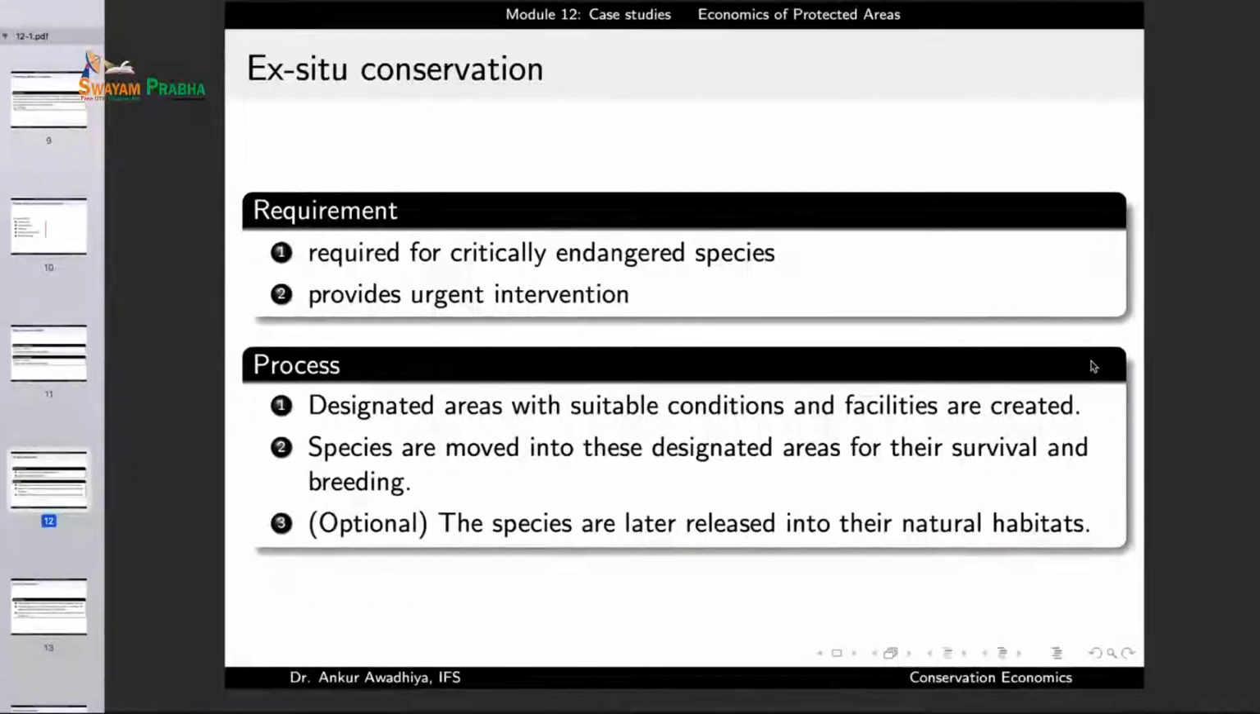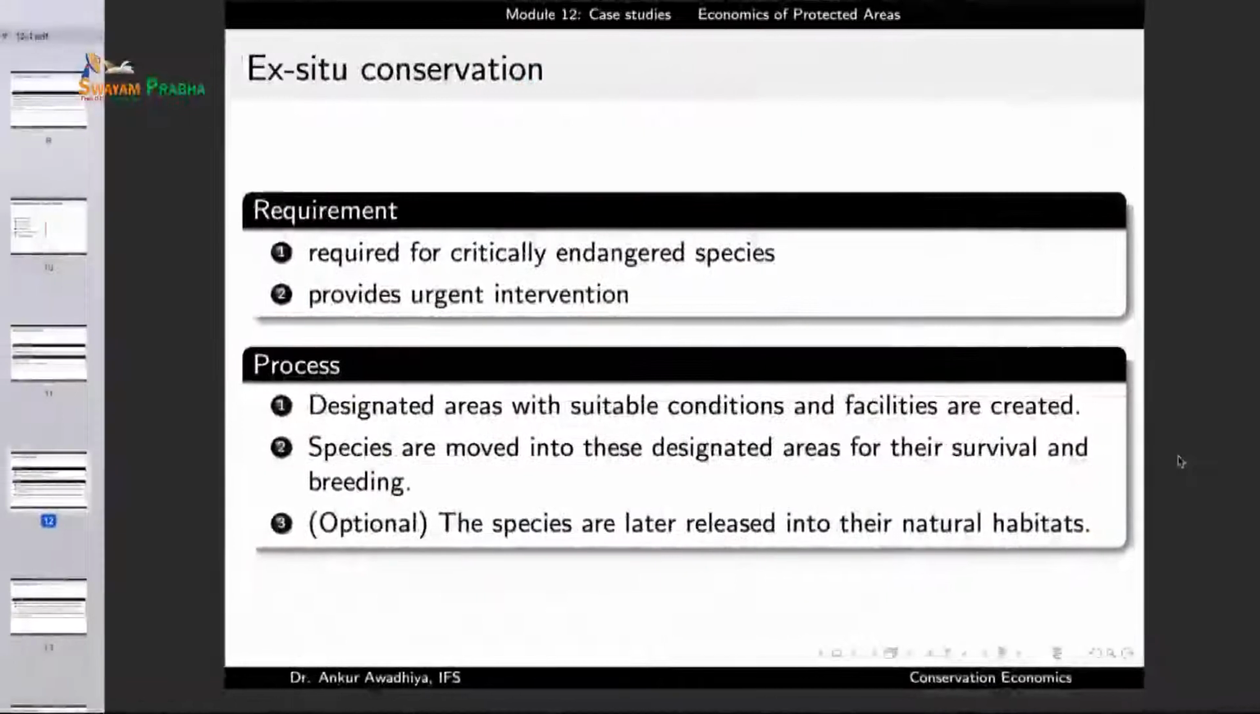So in the case of ex situ conservation, we designate areas with suitable conditions and we create facilities. An area will be selected, say for making a zoo, and then we'll create the facilities for a zoo. That is, we will surround this area with, say, a wall. We will provide means of bringing in water and means of bringing in food. We will create facilities such as a veterinarian's office, say an operation theater, and things like that. And once these are done, the species are moved into these designated areas for their survival and breeding.